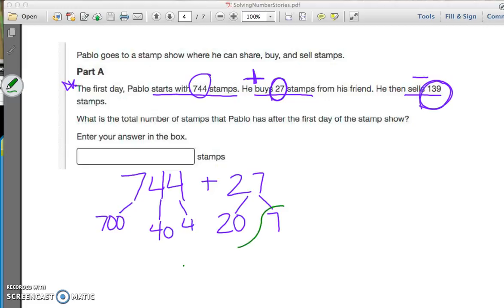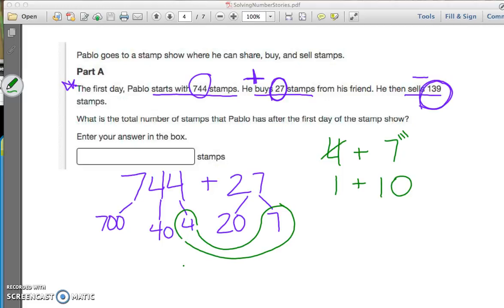In my ones place, I have a 4 and a 7. This is where we're going to use our practice from breaking numbers apart into a 10. So we have 4 plus 7. I need to think to myself, how many of the ones from this 4 do I give to the 7 to make a 10? Well, if I give the 1, that's 8, 9, 10. Well, that's 3 ones that I gave away, and that leaves me with only 1 one. So now my new numbers are 1 plus 10.